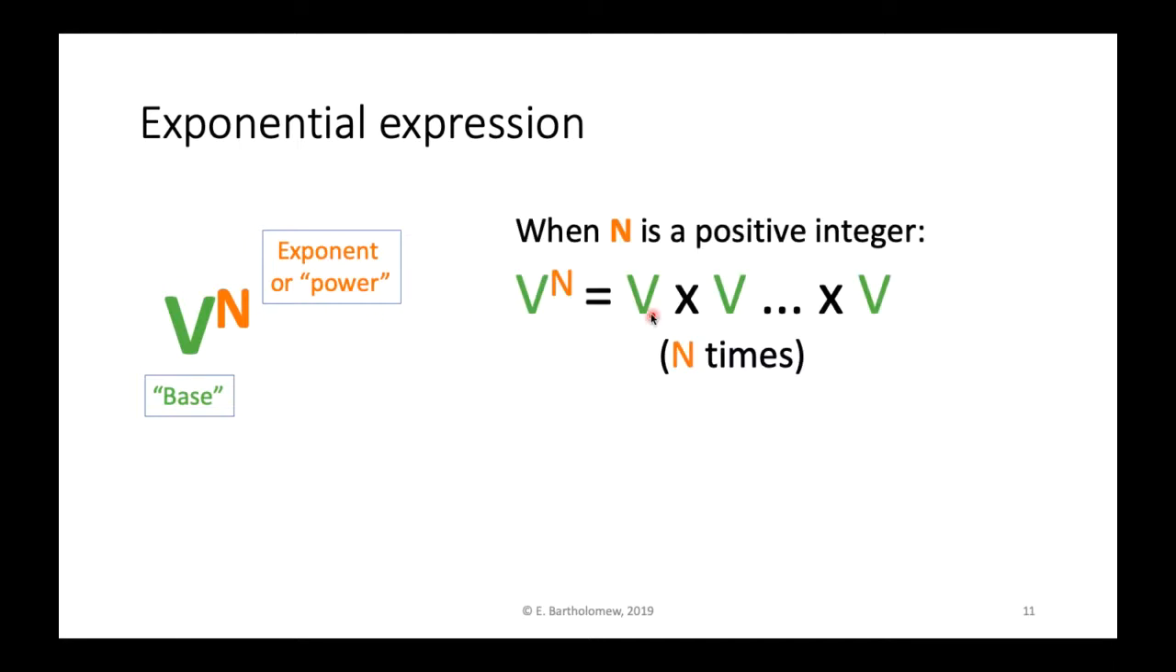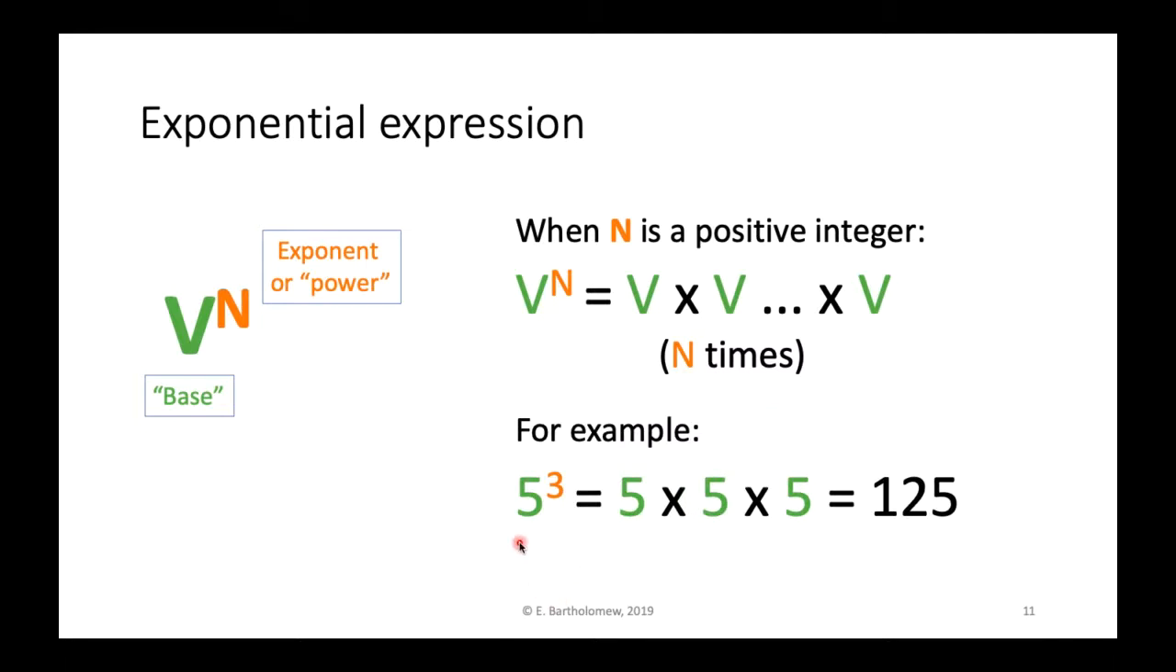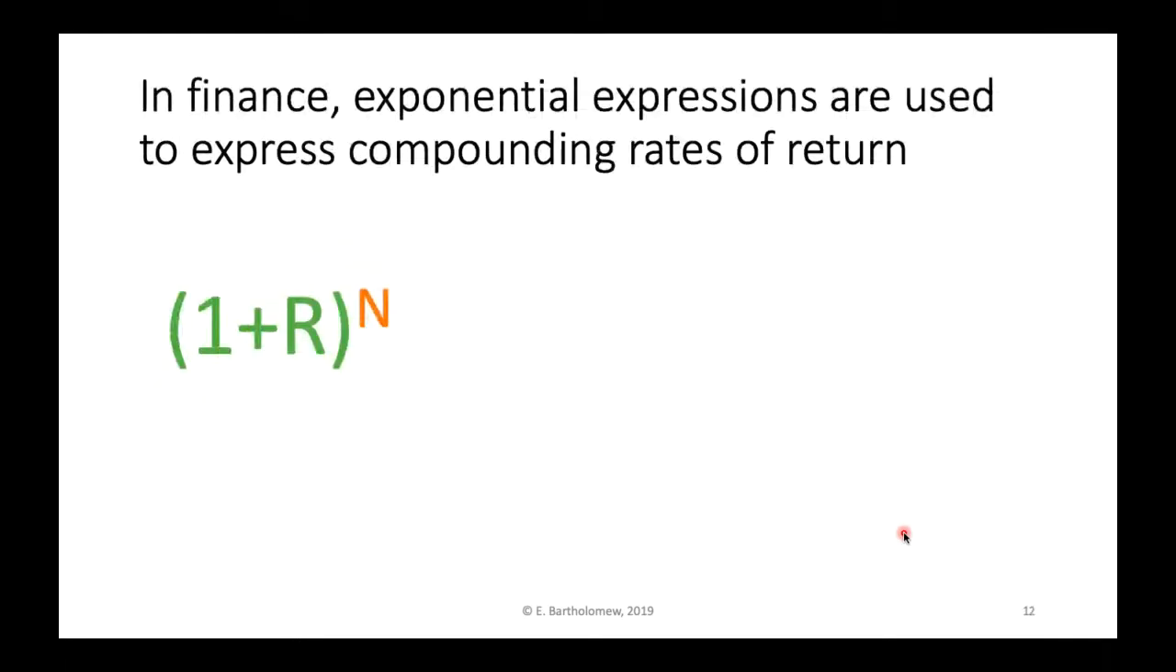For example, if we're looking at v to the n and n is a positive integer, it just means that we're multiplying v by itself n times. So for example, if we had 5 to the third power, that just means 5 times 5 times 5. So there's 5 by itself 3 times, and that would equal 125.